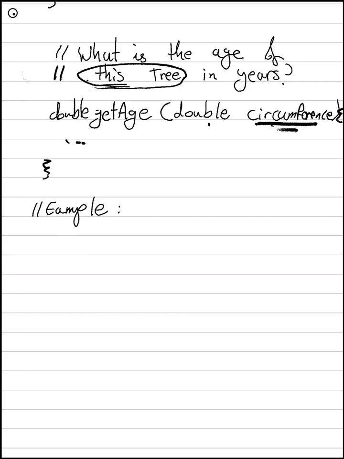Okay. What's an example? So an example is a tree's circumference. Let's say it's 80 centimeters. Okay, 80 centimeters for its circumference. And then we would have to calculate its age. Okay. Let's say it's like an apple tree because we need to know its kind as well. Right, yes.